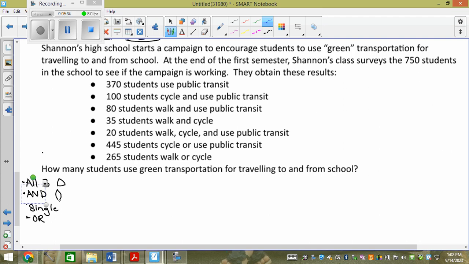The ands are still the eyeballs. The singles is just the circle. And the ors are the snowmen. We do deal with them last.